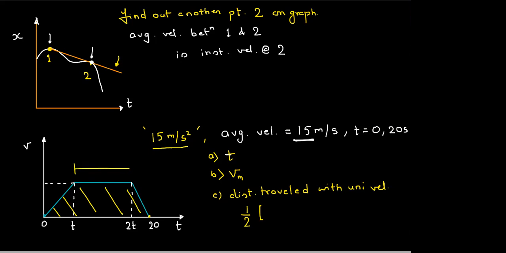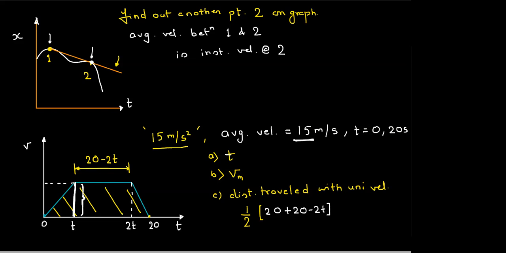See, what is this distance? This one. This is 20 minus 2t. So the sum of the parallel sides is 20 plus 20 minus 2t, into the distance between the two parallel sides. What is this distance? Everyone, how to get that distance?